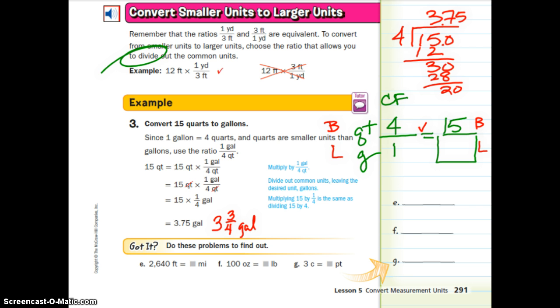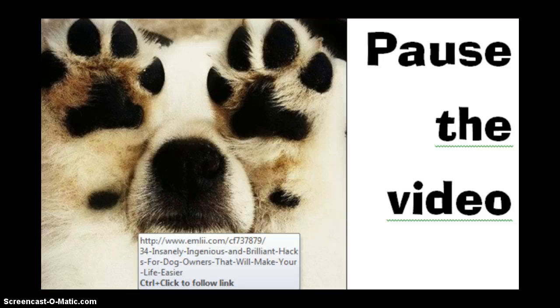So again, these problems are so much easier if you set them up as a proportion and put your labels. We have feet, miles, ounces, lbs, cups, and pints. Please refer to the conversion chart on page 290 when solving these problems. Pause the video.